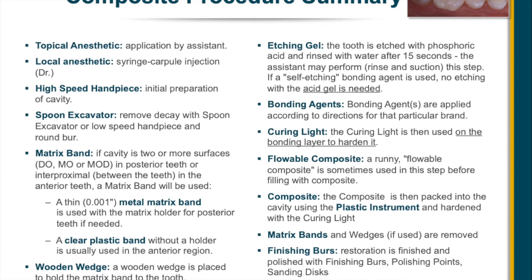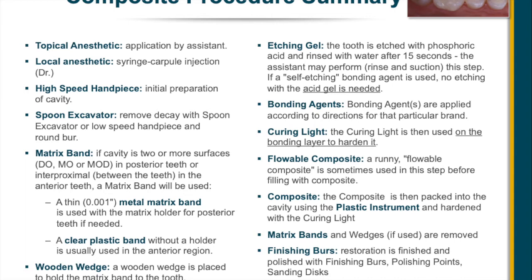Etching gel. Some dentists may or may not use etching gel depending on which bonding agent they're using, but that would be followed by the bonding agent. And some are 2 steps and some are 1 step. It's just every dentist is going to have something different that they use. And the curing light. Some dentists will use flowable composite to fill in any voids. It's not recommended in many cases, but some dentists have figured out ways to do it.